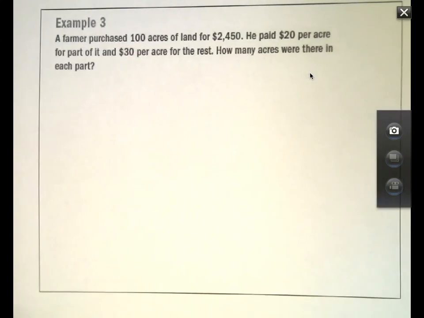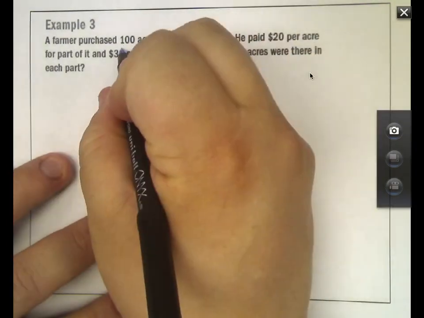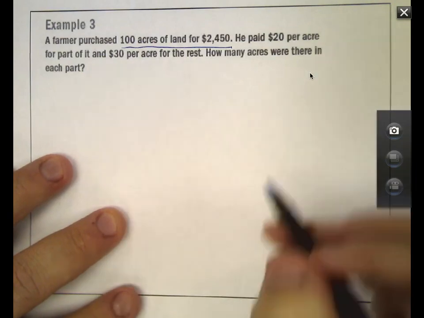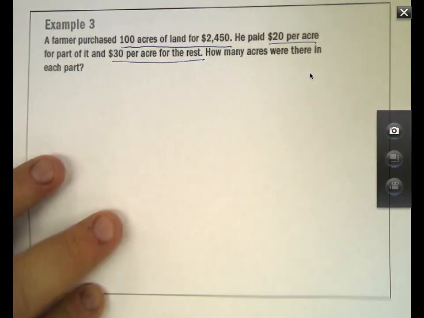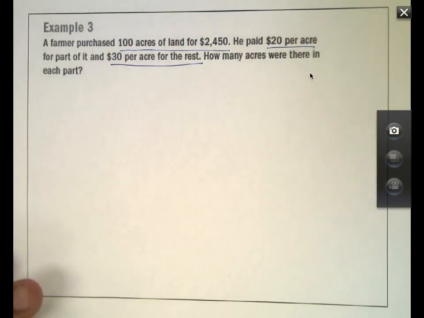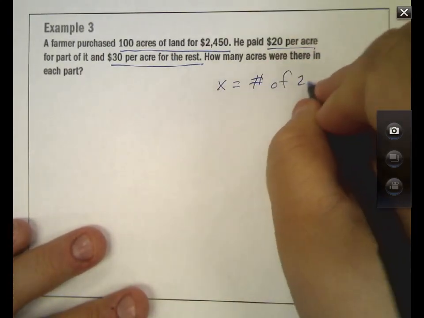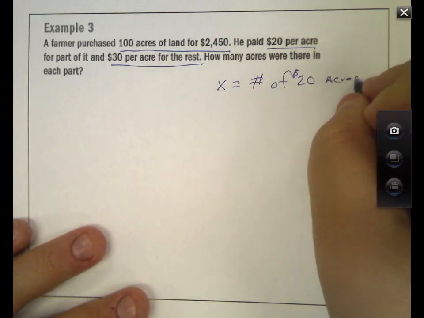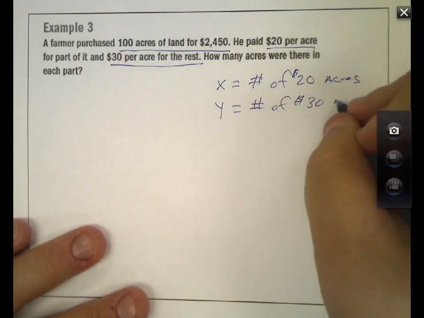Example 3, something for the farmers, okay? People that plan on farming. It says a farmer purchased 100 acres of land for $2,450. He paid $20 per acre for part of it and $30 per acre for the rest. You ain't going to find $20 and $30 per acre anymore. That was a long, long, long time ago. So my variables. X is going to equal the number of $20 acres. Y is going to equal the number of $30 acres.